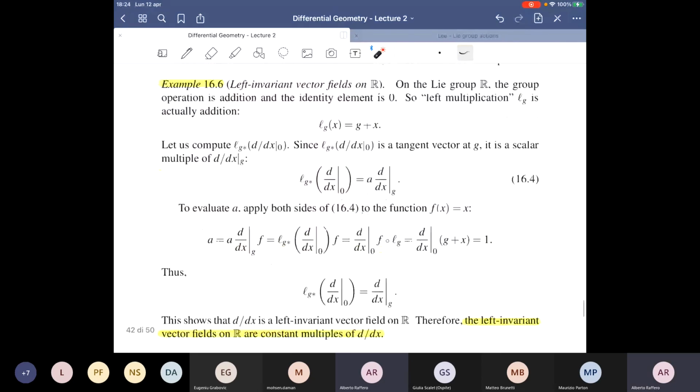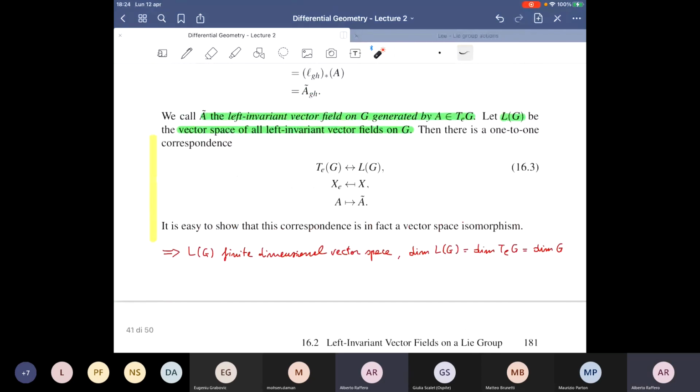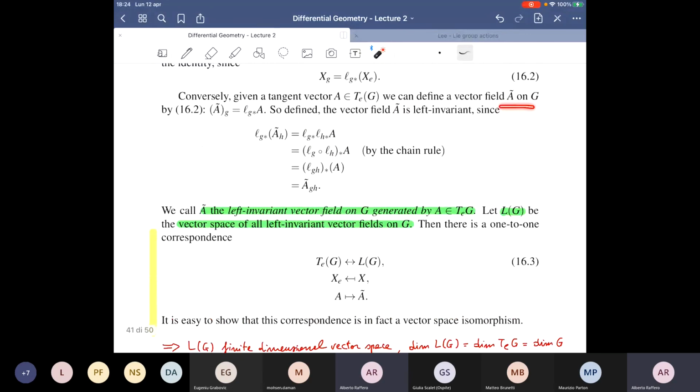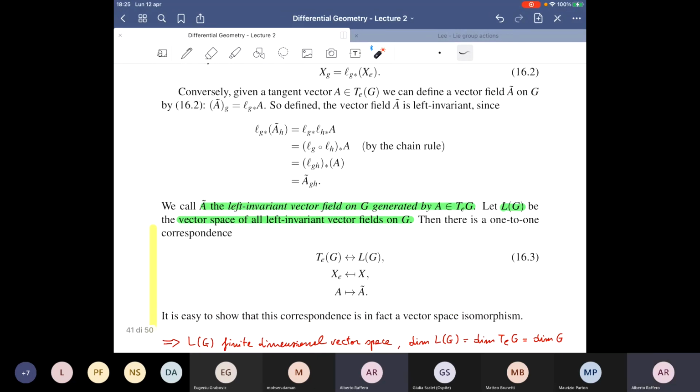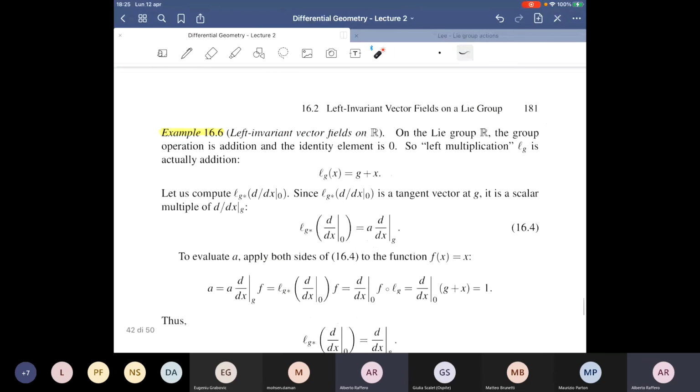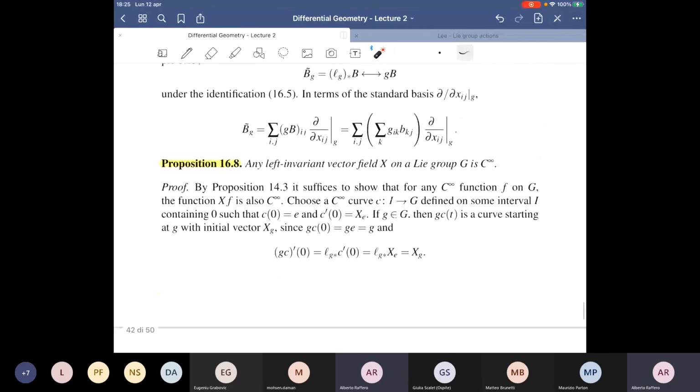So actually, I didn't say everything here because, of course, this A twiddle we define in this way is clearly a section of the tangent bundle to G. We have not proved that it is smooth, but actually it follows from this result here. This proposition tells you that every left invariant vector field on a Lie group is smooth.